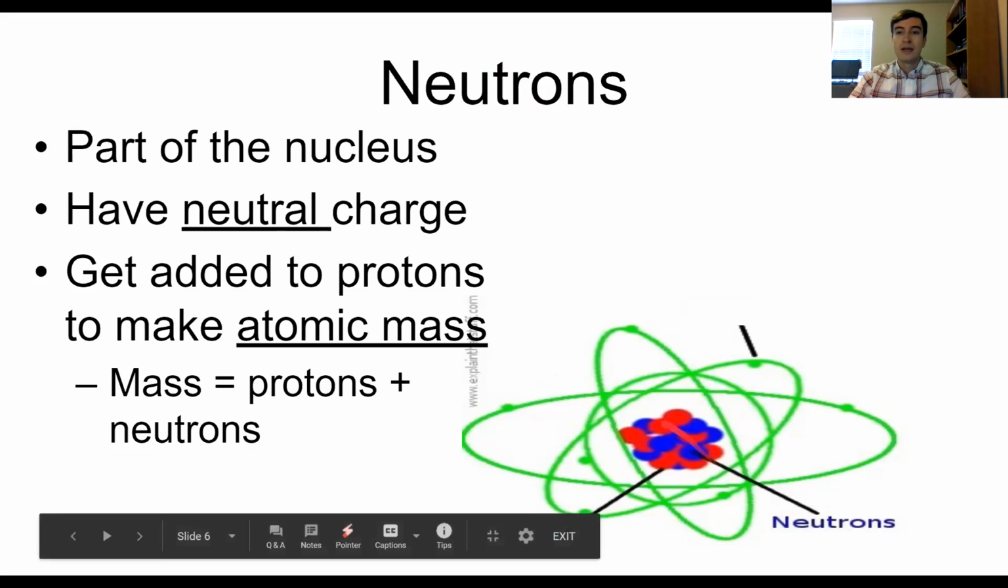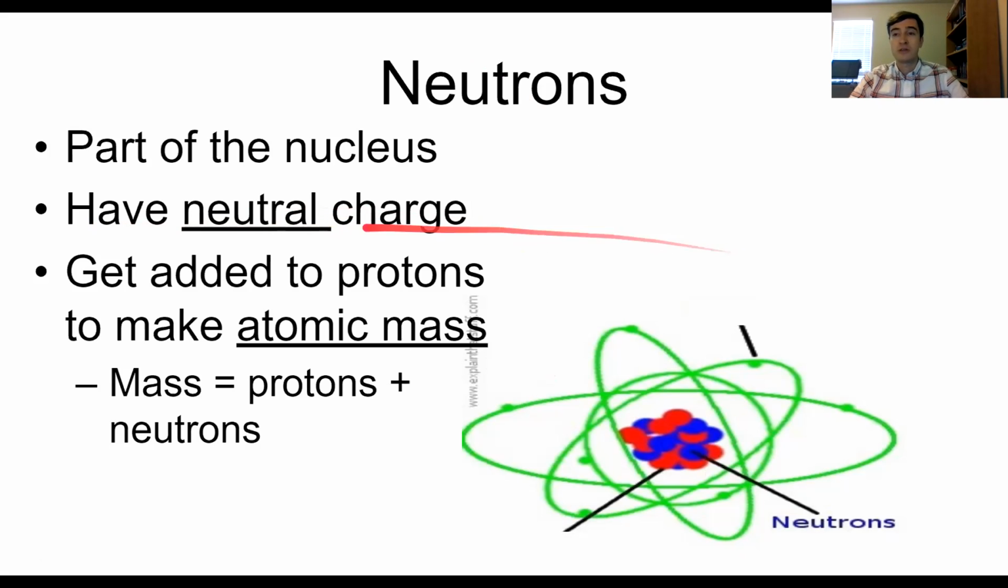So neutrons hang out in the nucleus along with the protons. They are neutrally charged, so they have no charge, 0 charge. And they get added to the protons in order to tell us how heavy this atom is compared to other atoms. So the more protons and neutrons that you've got in your nucleus, the heavier your atom will be. So that's 2 of our particles, protons and neutrons.